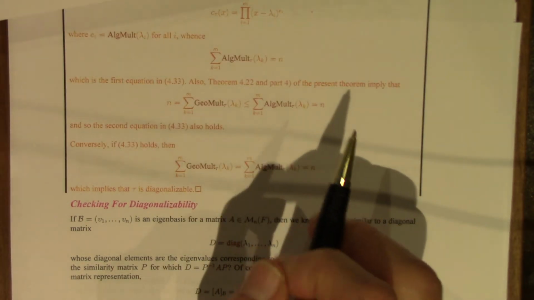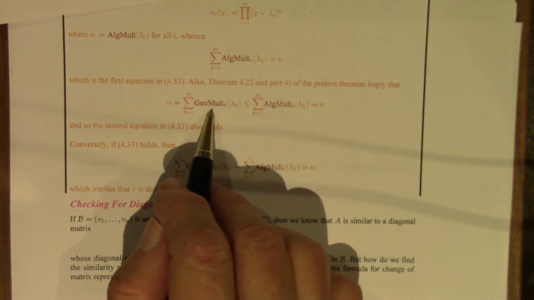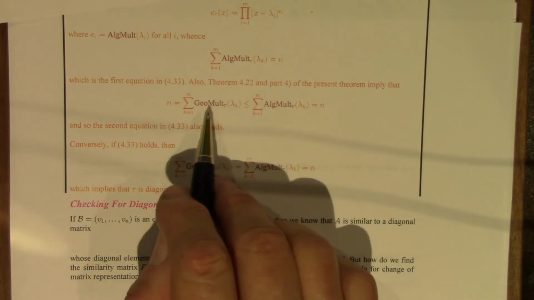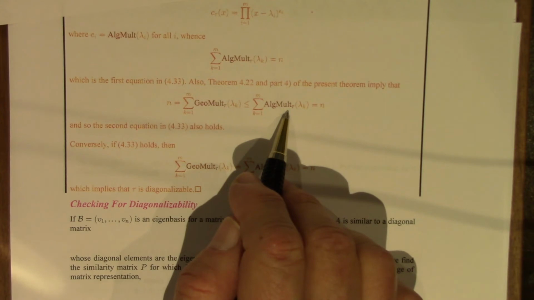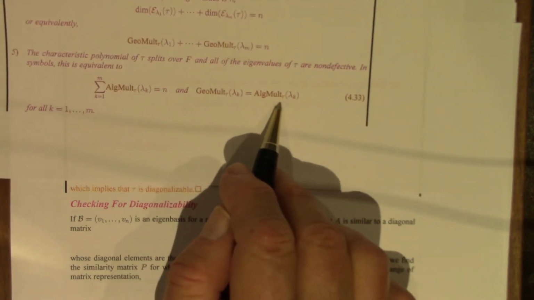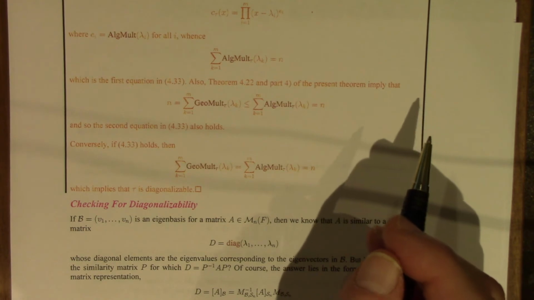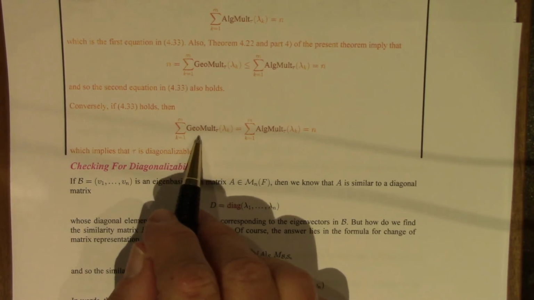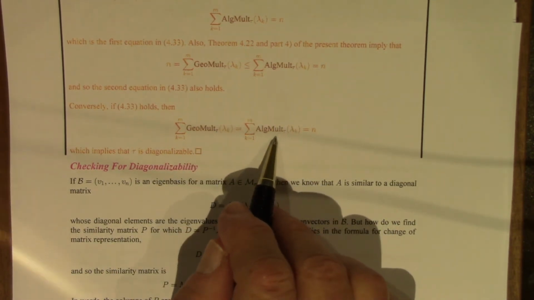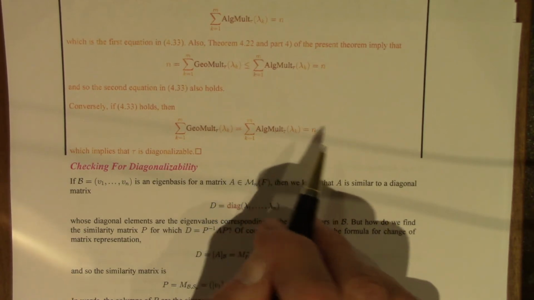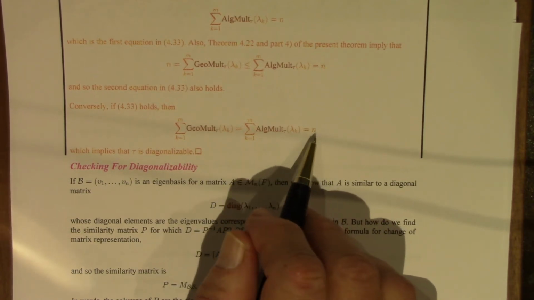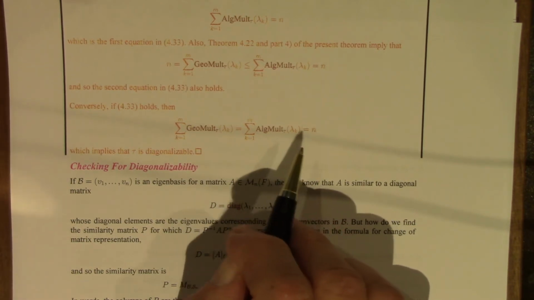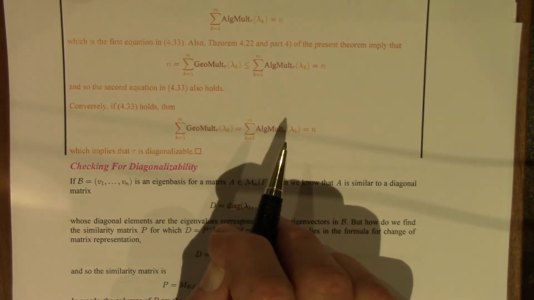And since each geometric multiplicity is less than or equal to the corresponding algebraic multiplicity, but their sums are the same, they must in fact be equal. Conversely, if the sum of the geometric multiplicities is equal to the sum of the algebraic multiplicities, which is n, the dimension of the vector space or the degree of the characteristic polynomial, then tau is diagonalizable.